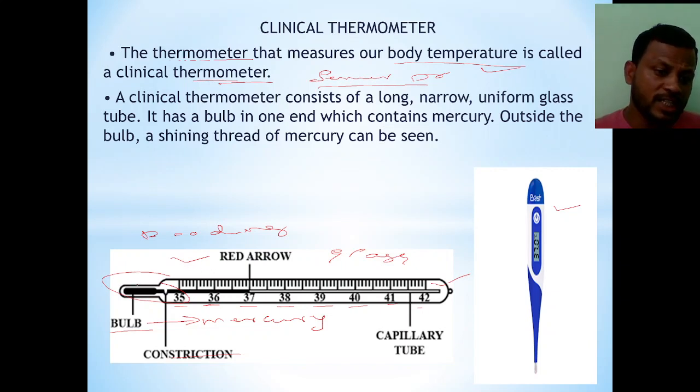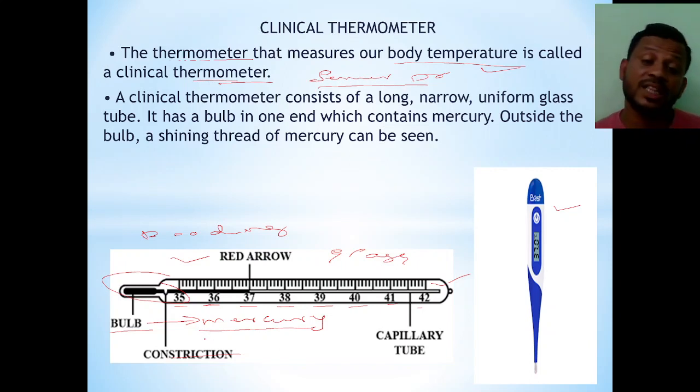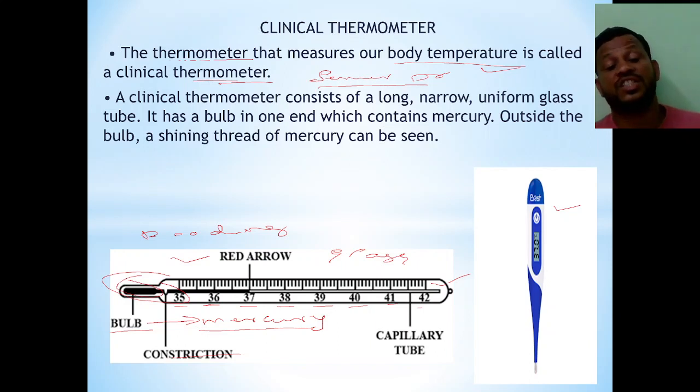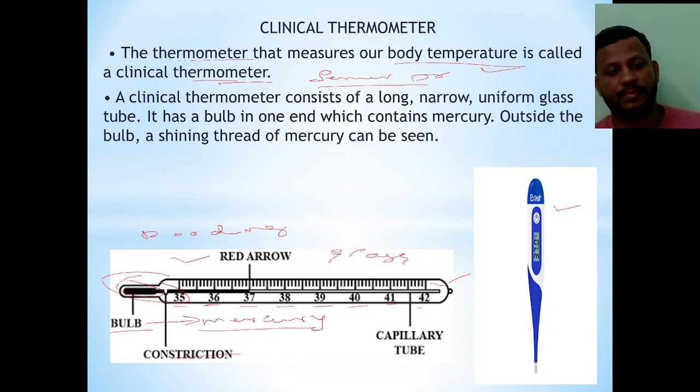There is a point here: why we use mercury in the thermometer, and why we are not going to use some other materials. Mercury is very sensitive to heat. When we supply the minimum heat to the mercury, it starts to expand. So we are going to use mercury in the thermometer.